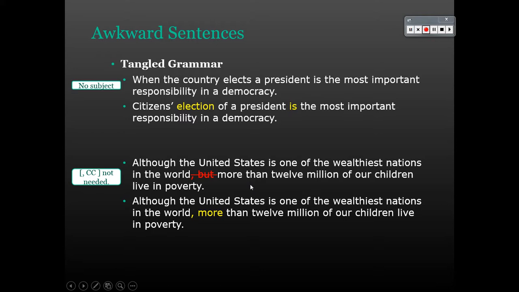This is sentence pattern DC, comma, IC. Well, you'll see here they have attached the dependent clause to the independent clause using comma but or comma coordinating conjunction. That's not necessary. That's when you're joining two independent clauses. This is a dependent clause. This is an independent clause, so we just need a comma. It's sentence pattern DC, comma, IC. Here's it corrected. Although the United States is one of the wealthiest nations in the world, more than 12 million of our children live in poverty.